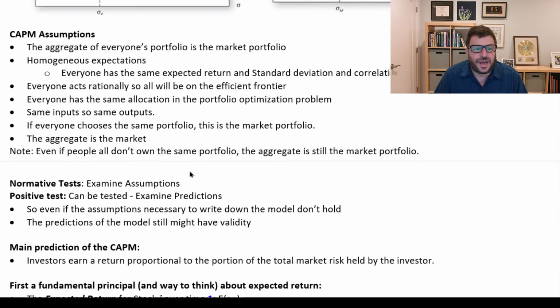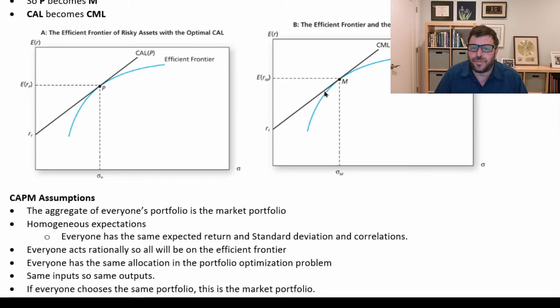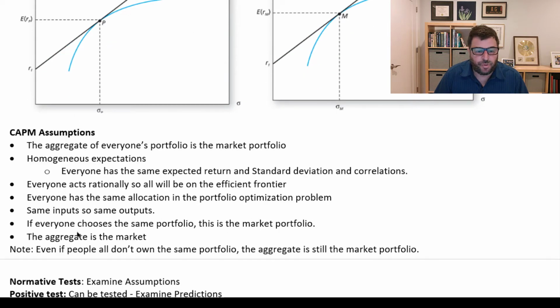So here are some assumptions of the capital asset pricing model. If the aggregate of everyone's portfolio is the market portfolio, and everybody has the same expectations, the same expected returns, standard deviations and correlations, and everyone acts rationally, all will be on the efficient frontier. Everyone will choose some allocation of the market portfolio such that they end up here on the efficient frontier. The portfolio that everyone chooses is the market portfolio because it's optimal. We've shown it before. And the aggregate is the market.